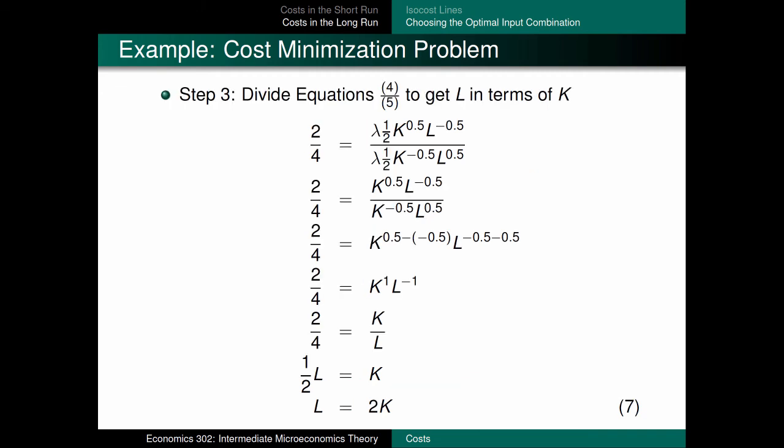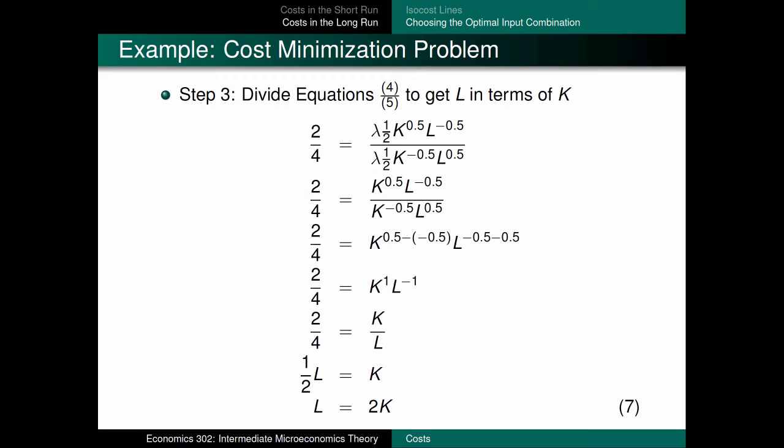Let's refer to this equation as equation 6, which we'll refer to in the next couple of slides. The next thing that we want to do is take the first order condition for labor, which was equation 4, and divide that by the first order condition with respect to capital, which we refer to as equation 5. We'll do this in order to get labor in terms of capital. So notice that equation 4 was 2 equals lambda times 1/2 K^(1/2) L^(-1/2), and equation 5 was 4 equals lambda times 1/2 times K^(-1/2) times L^(1/2).